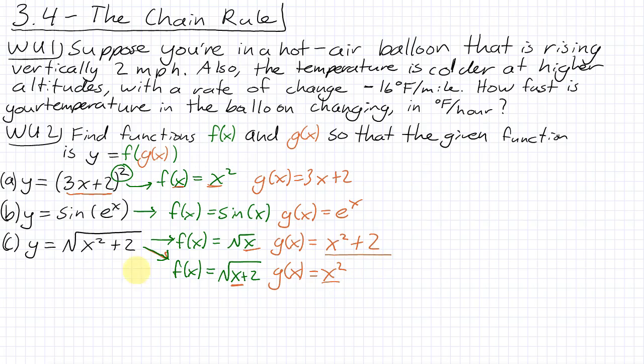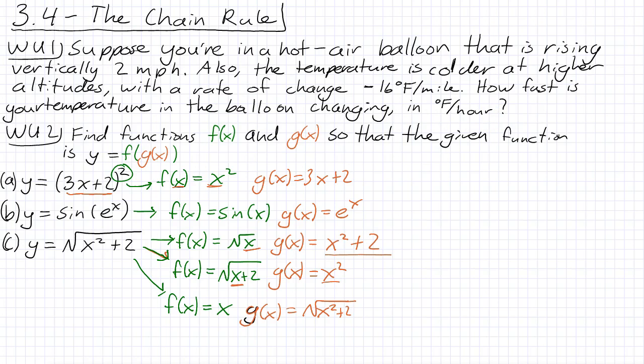I should also point out that you could do weird things like just say f of x equals x, and then g of x equals the square root of x squared plus 2, which still technically works, but it's not a very interesting way to decompose that function. Anyways, for warm-up number 1, I'm not showing you the answer here because I want to work it all out. Because warm-up number 1 is really going to be my explanation for why the chain rule works.